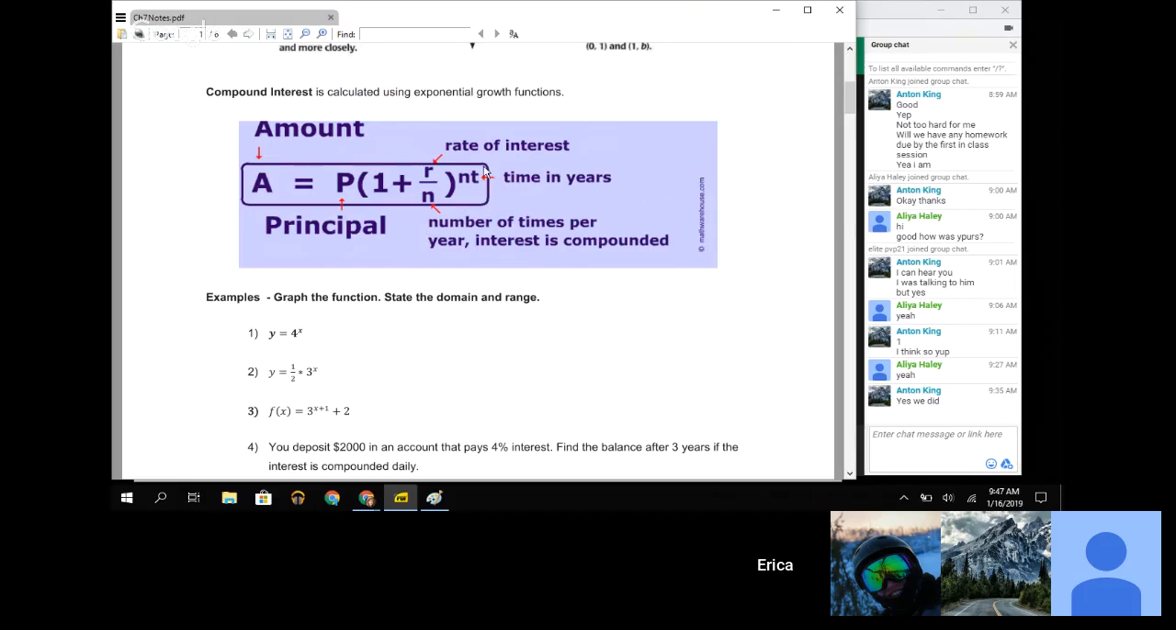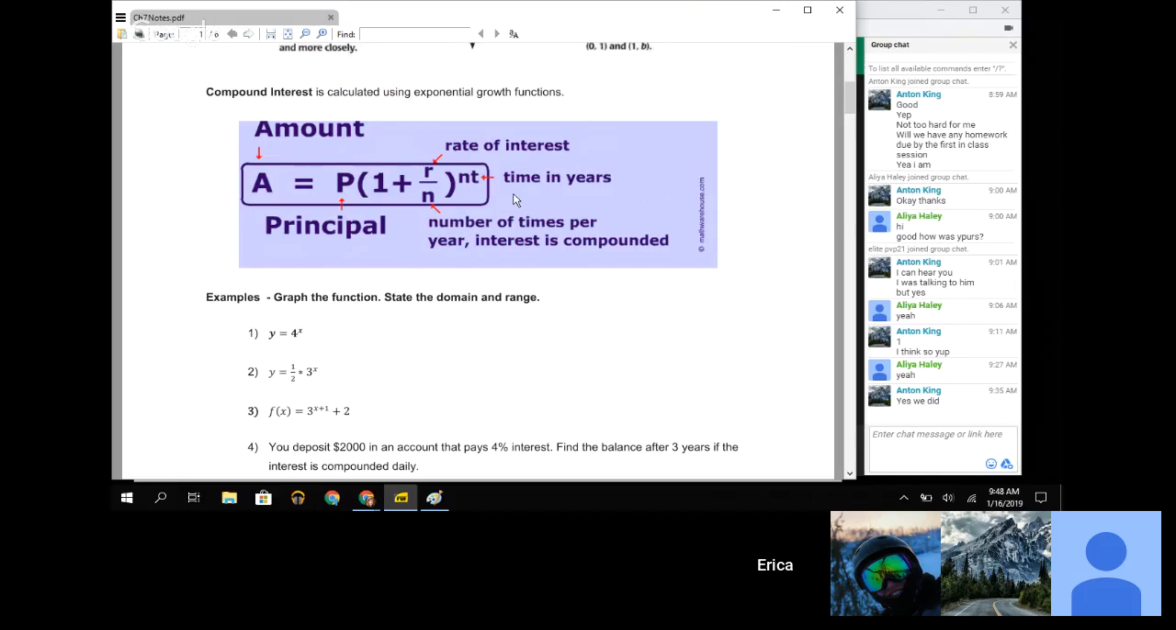T is the time in years that you've kept your money in the bank, measured in years. So if we're talking about 2 years after you put your $100 in, T would be 2. It's not months or anything like that. It's number of years. And the last letter is N. N is the number of times per year interest is compounded.